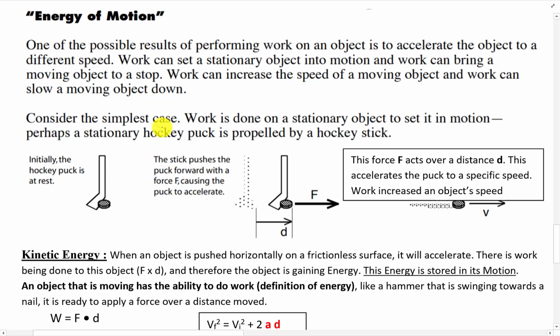Consider the simplest case. Work is done on a stationary object to set it in motion. Perhaps a stationary hockey puck is propelled by a hockey stick. Initially, the hockey puck is at rest. The stick pushes the puck forward with a force F and causes the puck to accelerate. The force acts over that distance d and accelerates the puck to a specific speed. Therefore, work increases the object's speed.